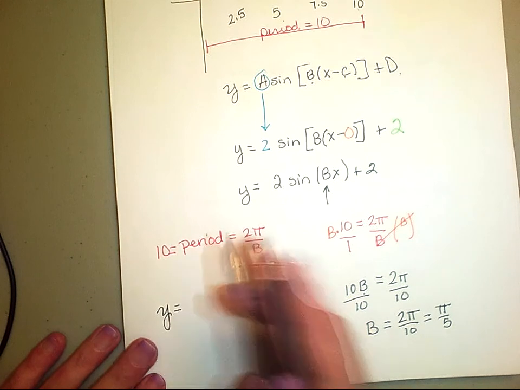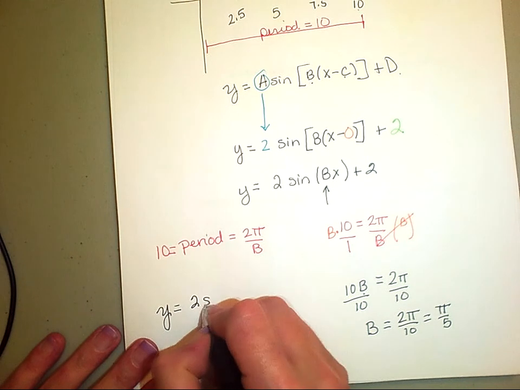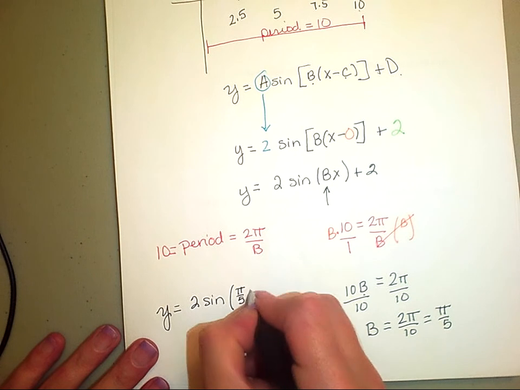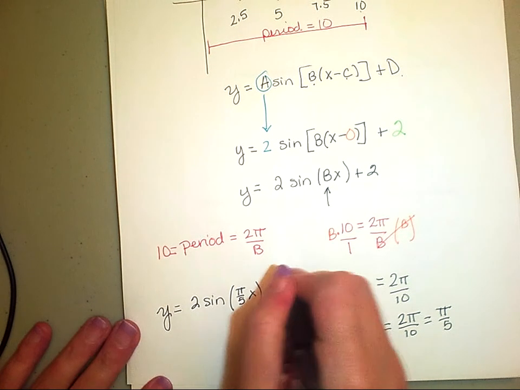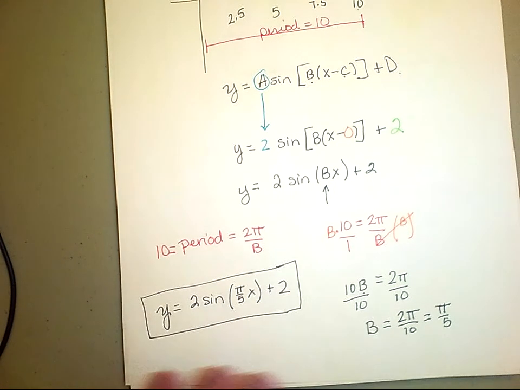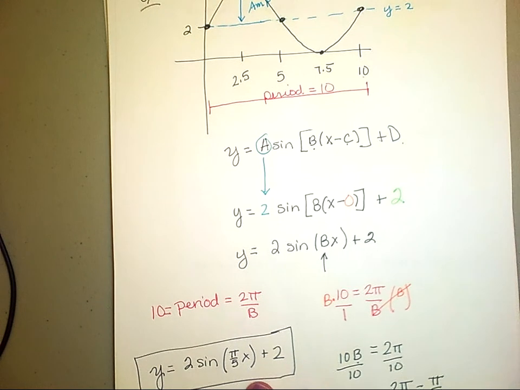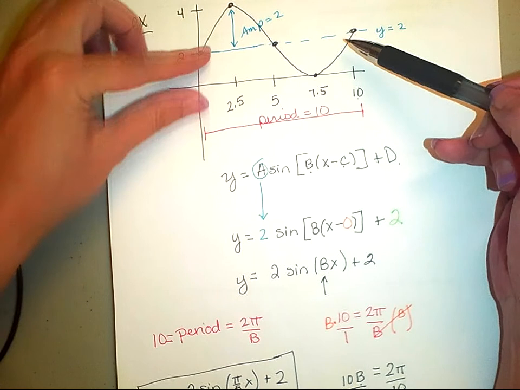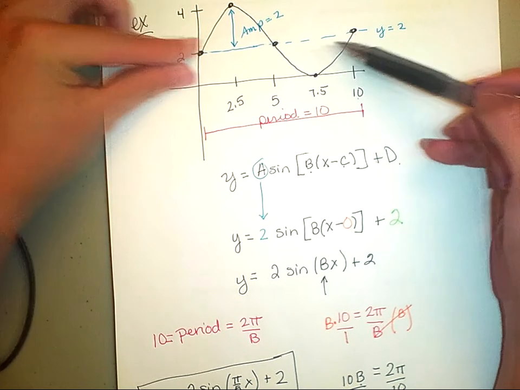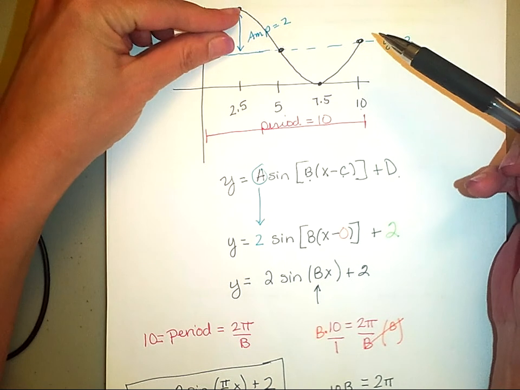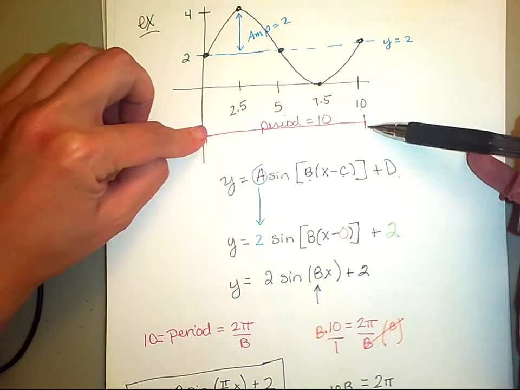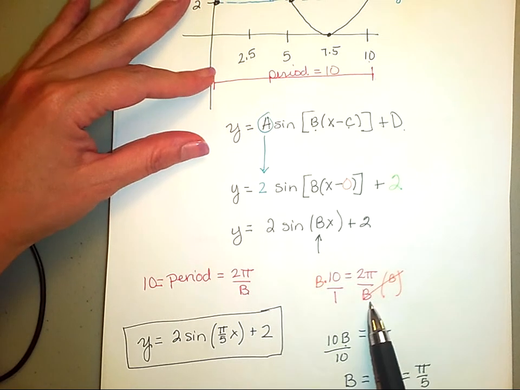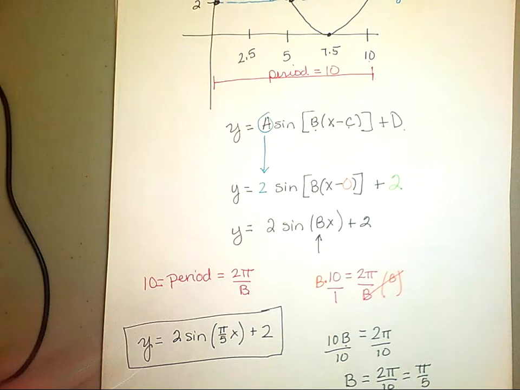So the equation of this graph is y is equal to 2 times the sine of pi over 5x plus 2. Okay. So you have a couple of these in your homework to do. First, determine which shape it is. Figure out if it's been shifted up or down. Has it been moved left or right? What the amplitude is. What the period is. Remember, the period's 2 pi over b. Solve for b and substitute everything in.